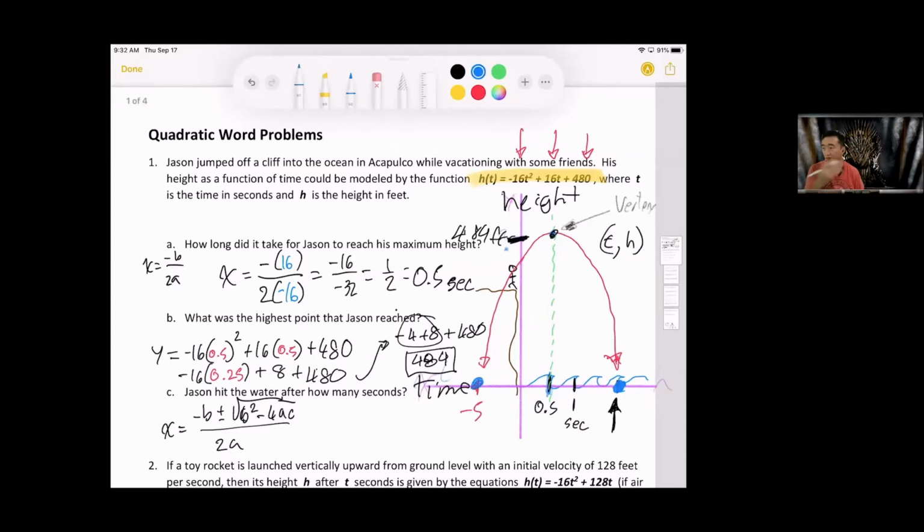But we don't care about that negative because we're not going back in time. We're not going to space travel and go through the cliff, right? So we don't care about this one. We do care about this one on the right, though. How many seconds does he stay in the air, basically? What's the other answer that we found? 6 seconds.